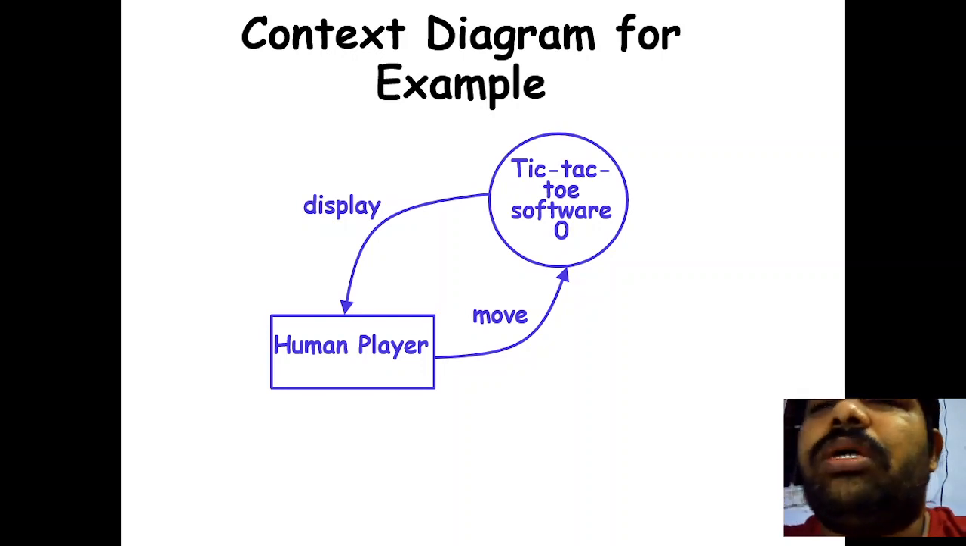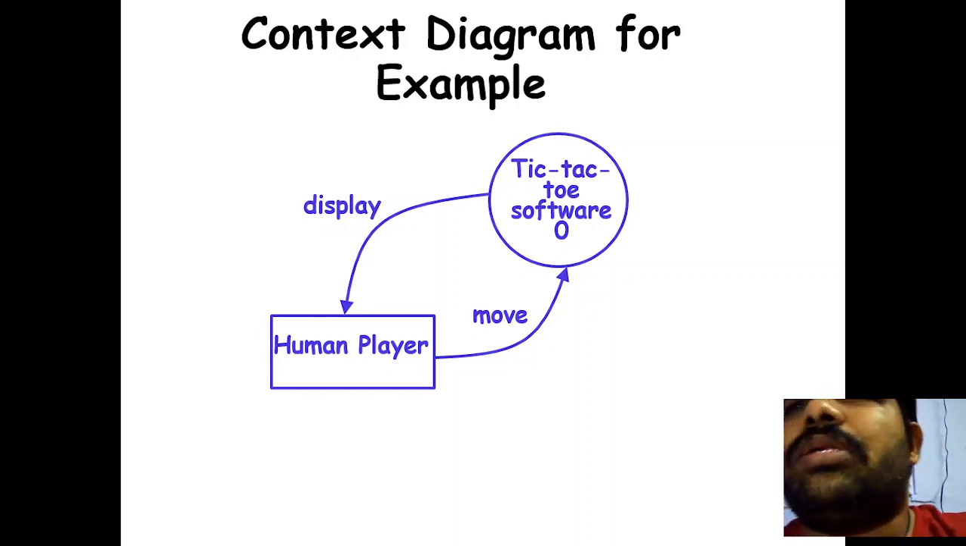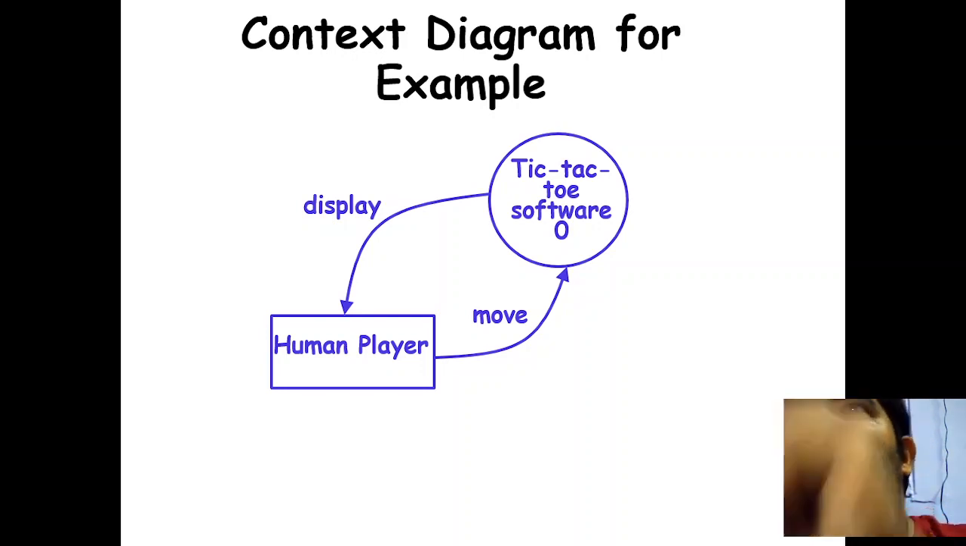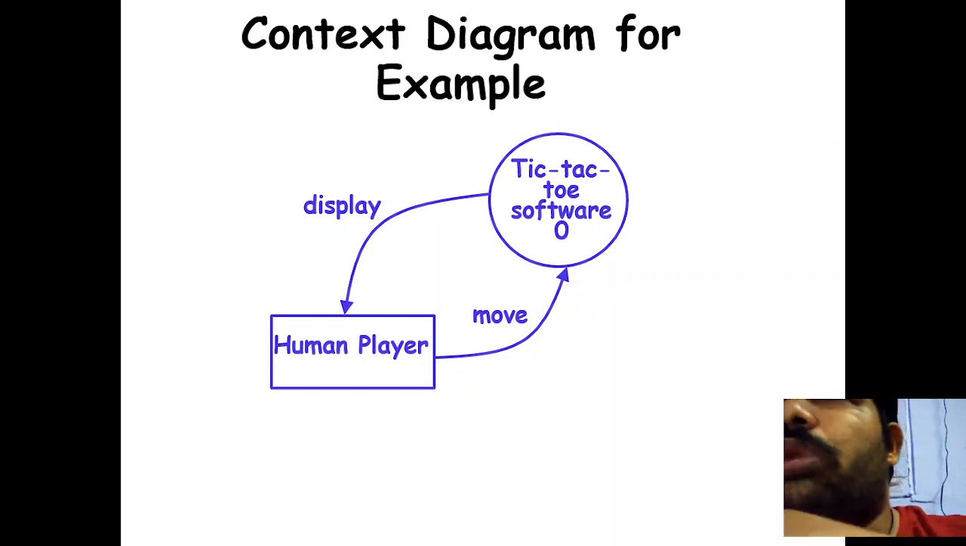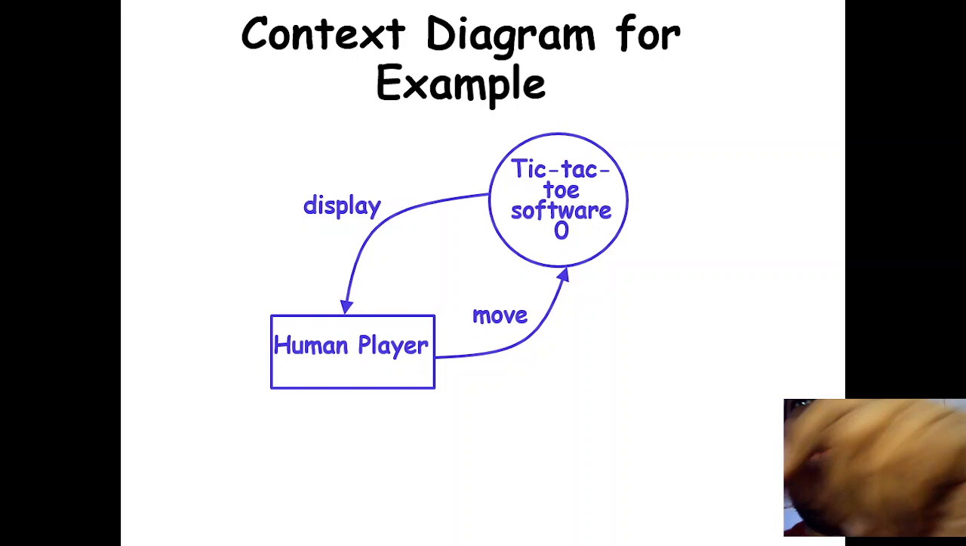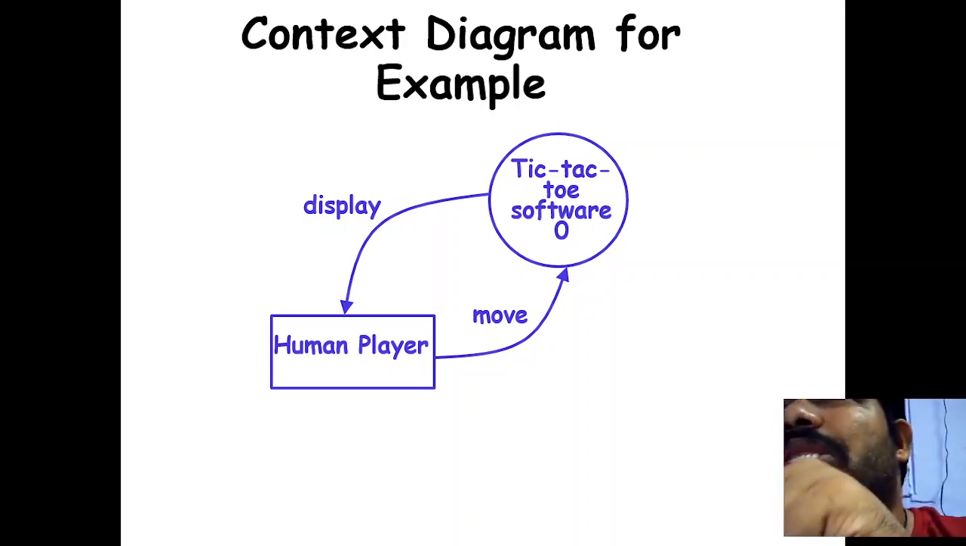First of all, the human player is there. Suppose we are playing a tic-tac-toe software game, so we move the icons on the board. I think you all know about the tic-tac-toe game: there will be a board of 3 rows and 3 columns.